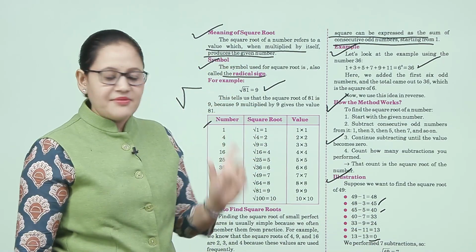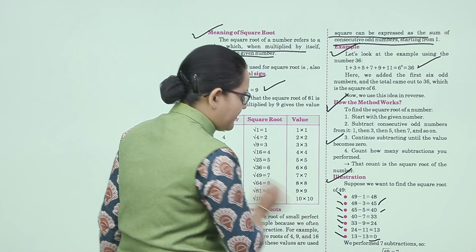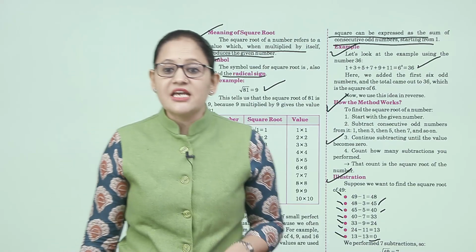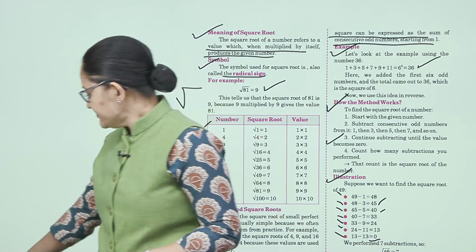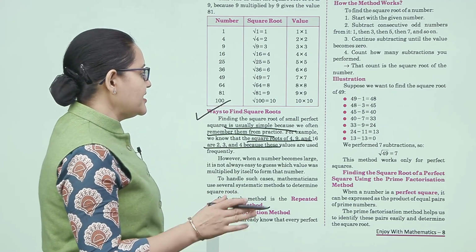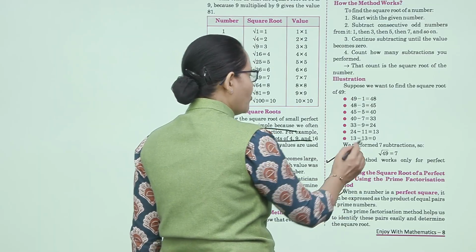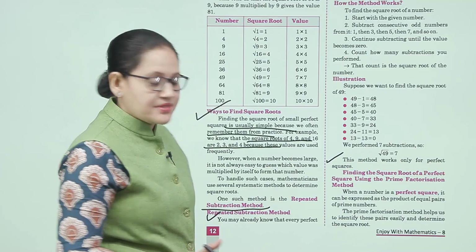So, how many times have we done subtraction? 1, 2, 3, 4, 5, 6, 7. So, we performed 7 subtractions. So, the square root of 49 is 7. This method works only for perfect square numbers.